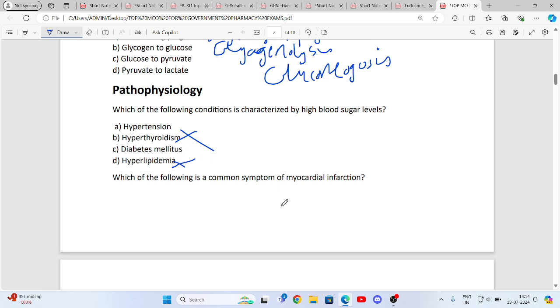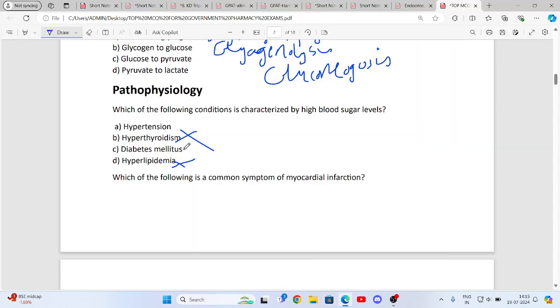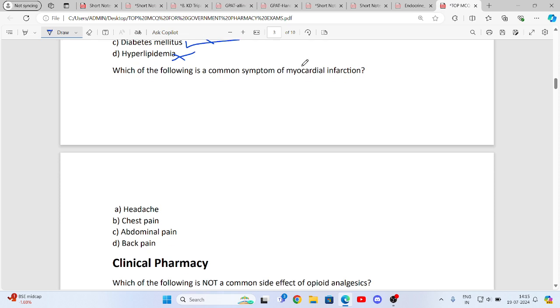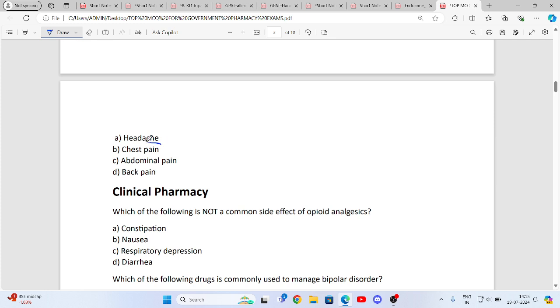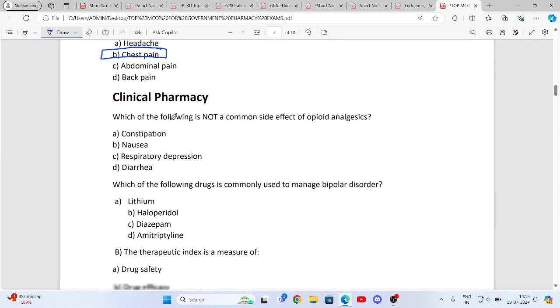There are two types of diabetes mellitus, type 1 and type 2. So over here the right answer will be diabetes mellitus. Which of the following is the most common symptom of myocardial infarction? Heart failure or myocardial infarction is characterized by extreme palpitations and chest pain, like angina-like symptoms. So the right answer is chest pain.